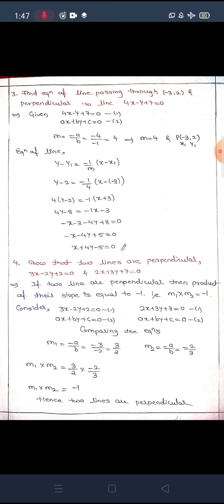Now find the product, that is m1 into m2. So 3 by 2 into minus 2 by 3. The 3 will get cancelled, the 2 will get cancelled. So what is remaining? Minus 1. So the product of the two slopes is minus 1. Hence these two lines are perpendicular. Clear? If they have given questions like show that the two lines are parallel, what do you have to do? You have to find the slopes. If those two slopes are equal, then the given lines are parallel. Okay. Then next one.